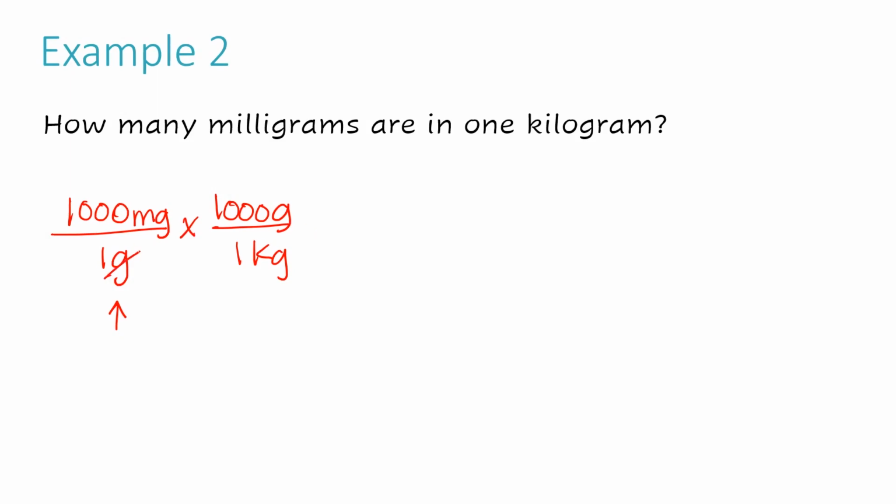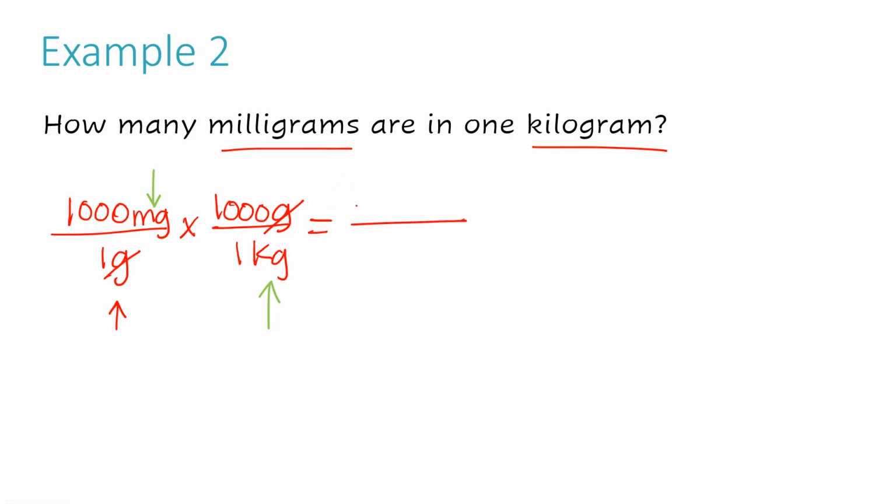Okay. So now I'm going to start cross canceling to see what I have left. I'm going to get rid of this gram and I'm going to get rid of this gram. Okay. And now I'm going to see what units do I have? Well, I have milligrams and I have kilograms left. And the question asks, how many milligrams are in 1 kilogram? So this tells me that I'm on the right track. Right now, if I were to multiply straight across, I'm going to end up with an answer that has the units of milligrams per kilogram.